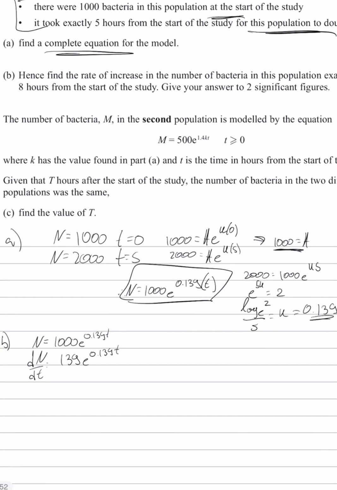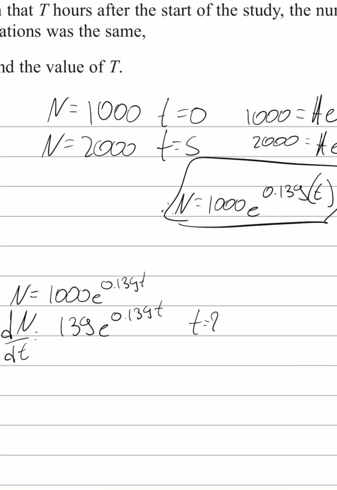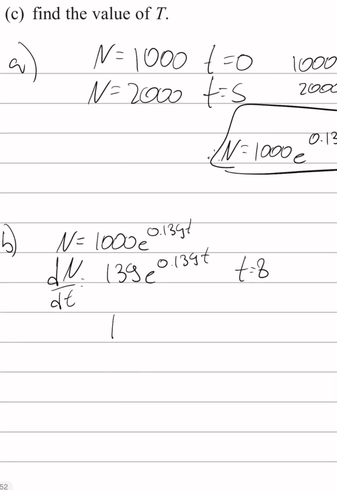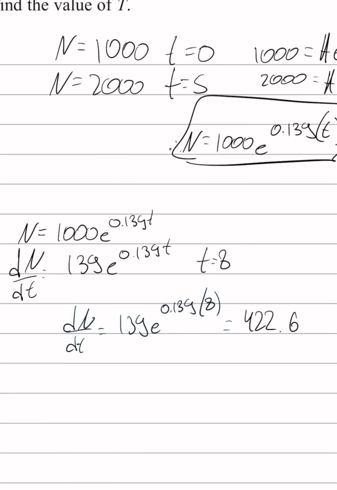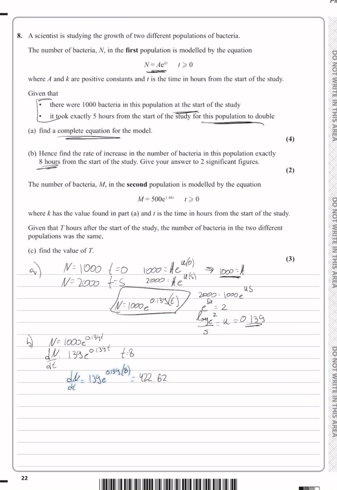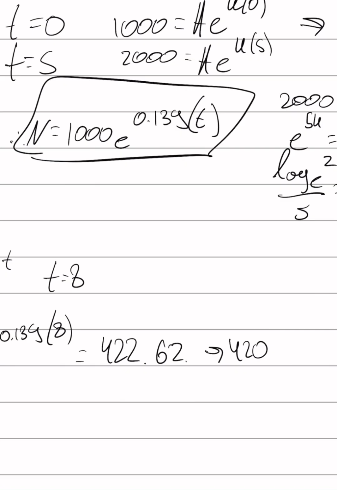And exactly after 8 hours, so when t is equal to 8, that would make dn/dt be 139 e to the 0.139 times 8, which is 422.62, which is 420 to two significant figures.